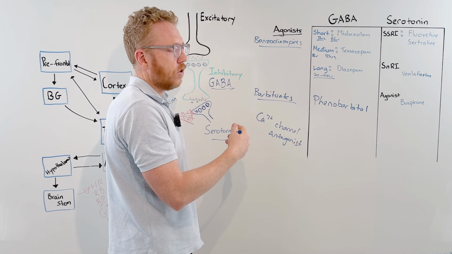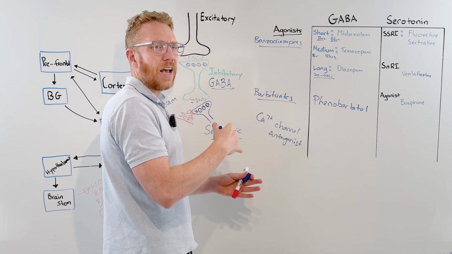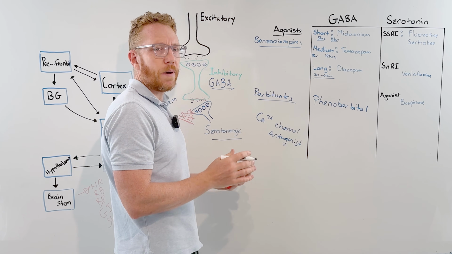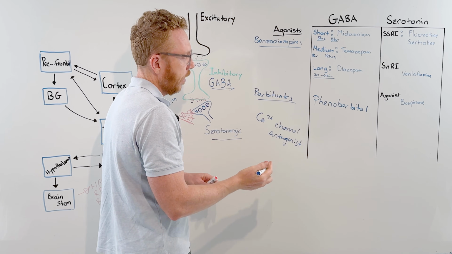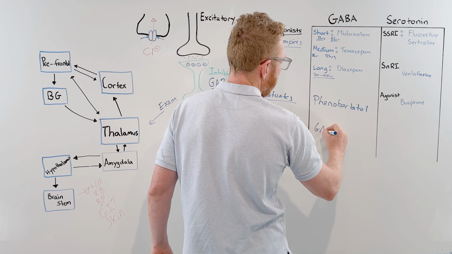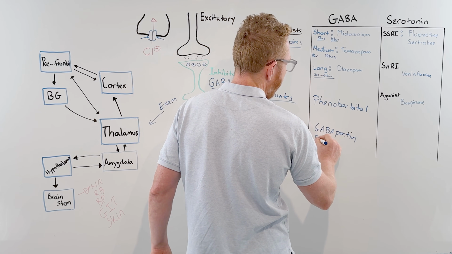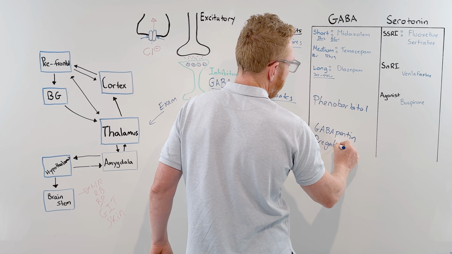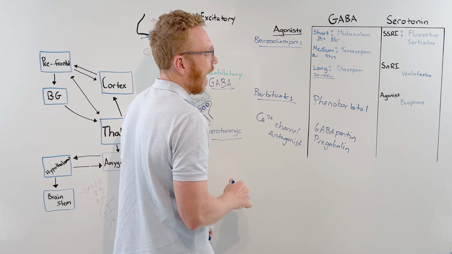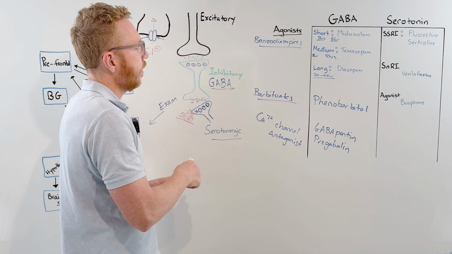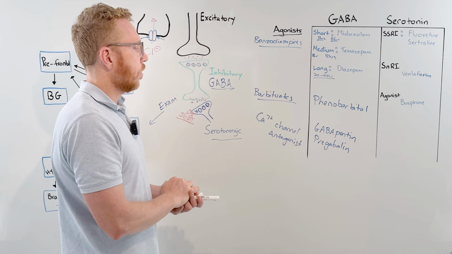These medications aren't first-line medications. They're used in other clinical indications such as neuropathic pain and epilepsy. Examples here would be gabapentin and pregabalin. So these are used in other indications, but they can be used as additional agents with anxiolytics.